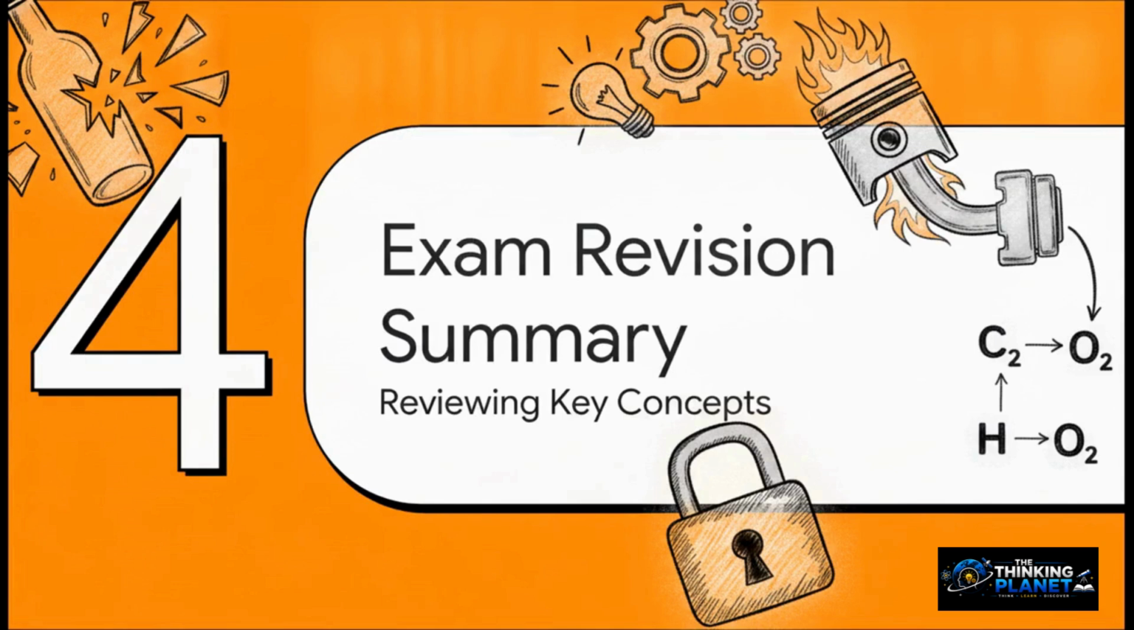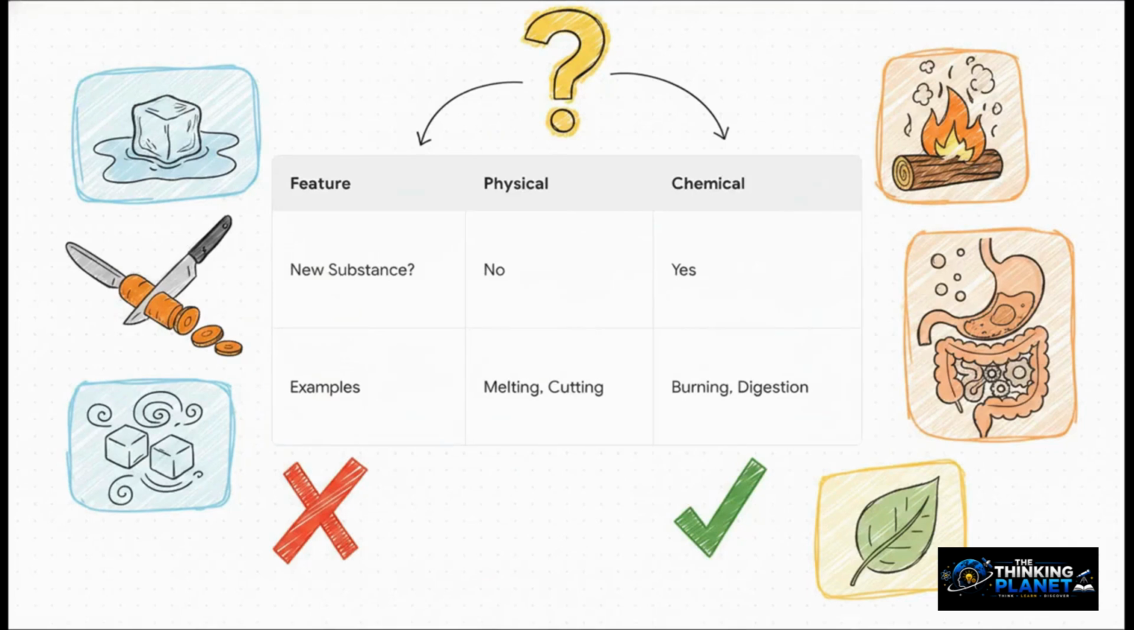All right, let's bring it all home with Section 4, our exam revision summary. Let's review these features side by side to really lock in your test strategy. The absolute most important factor is our golden question. New substance? For a physical change, the answer is always, categorically, no. For a chemical change, the answer is always yes. So the crucial point is that this single question is your ultimate test strategy.